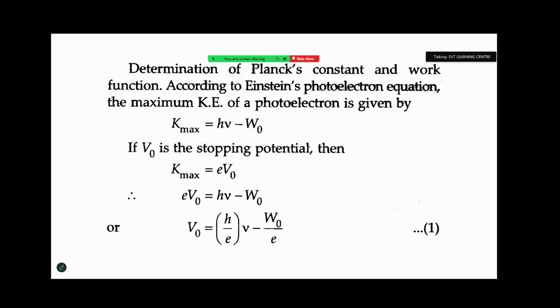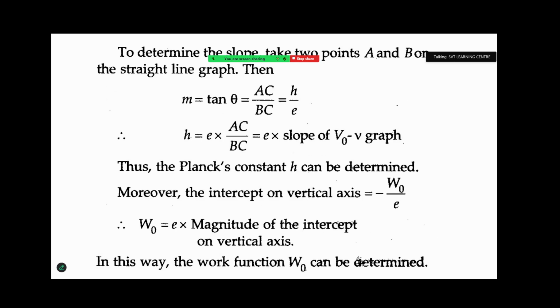Divide both sides by e and we get this equation. Now, we will notice that this is very similar to something which we wrote, y is equal to mx plus c. If you look carefully, you will notice that this is very similar: V0 is equal to (h by e) nu minus W0 by e. So, m will be equal to h by e and c will be equal to minus work function upon e. So, we look at the graph here.